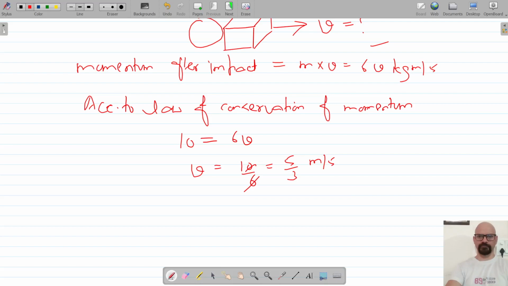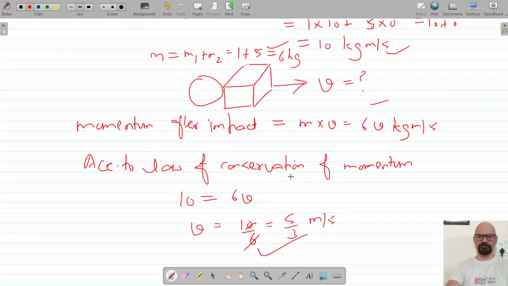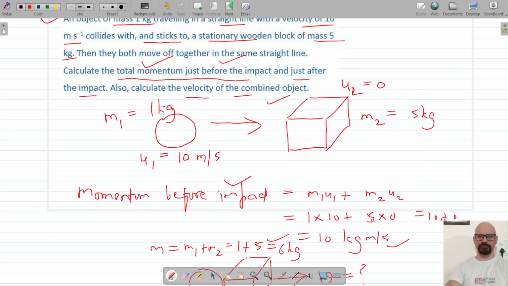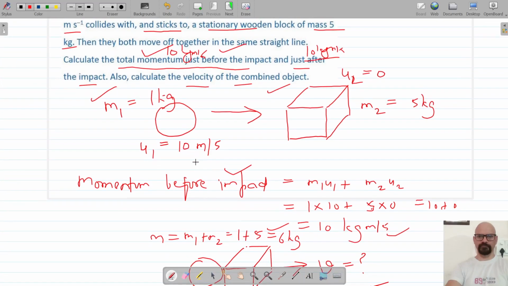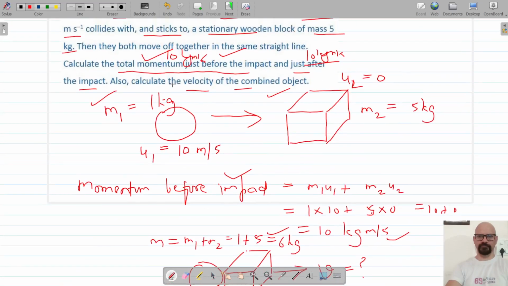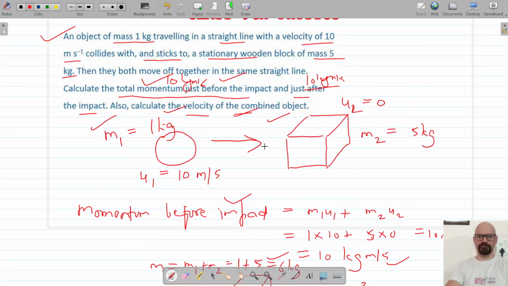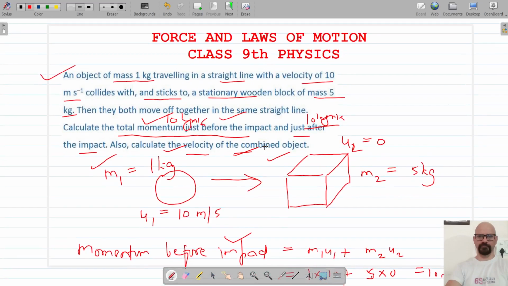Okay, so momentum before collision and momentum after collision: because we know the initial momentum is equal to final momentum, both will remain the same, and we have to find the combined velocity of both the objects. Momentum before collision is 10 kg meter per second, and after the impact it's also 10 kg meter per second, because using the law of conservation of momentum, we have calculated the velocity of the combined object as well, which is 5 by 3 meter per second. With this, we are done with this one.